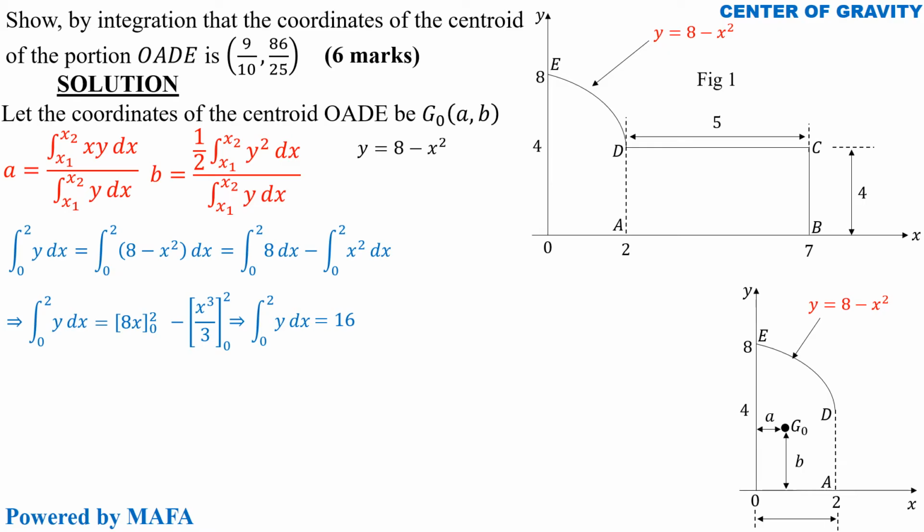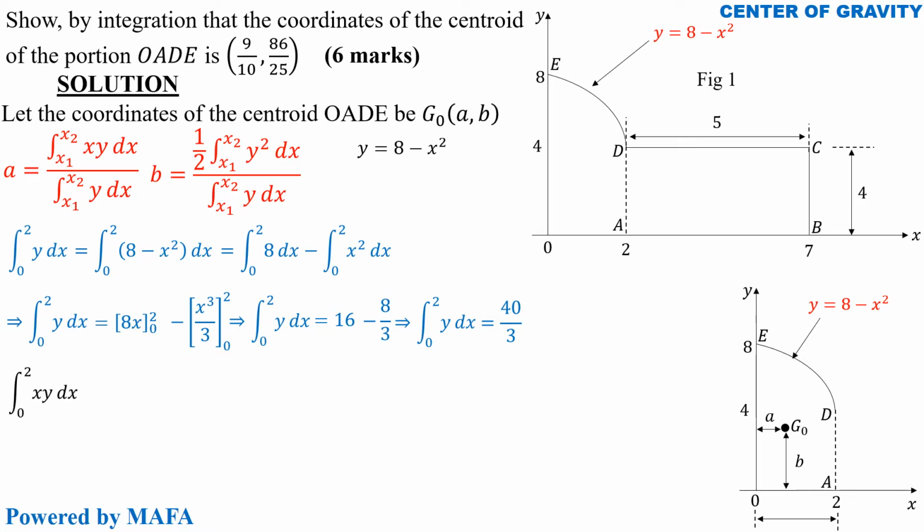Fitting the upper limit in the first, we have 16 minus the lower limit, which is 0, so you just have 16. Fitting the upper limit in the second, we have 8 on 3, the lower limit is going to give us 0. So simplifying, we see that the area, which is the integral from 0 to 2 of y dx, is simply equal to 40 divided by 3. So that is the area.